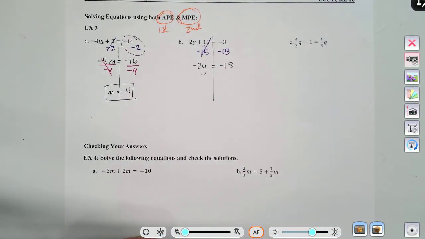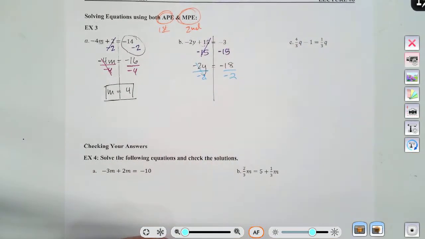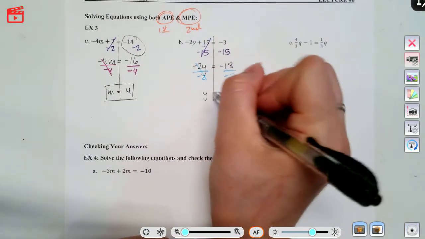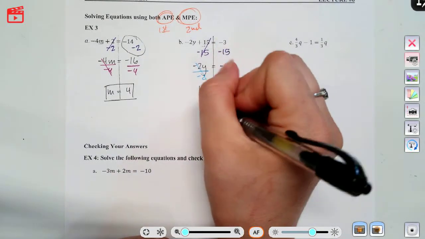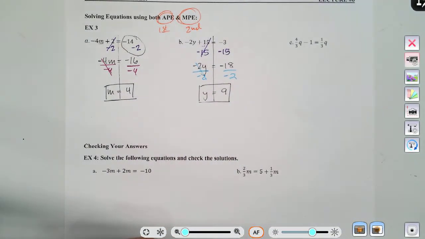Okay, and now my y is being multiplied by -2. So let's divide by -2 from both sides. Then y equals 9. -18 divided by -2 is 9.